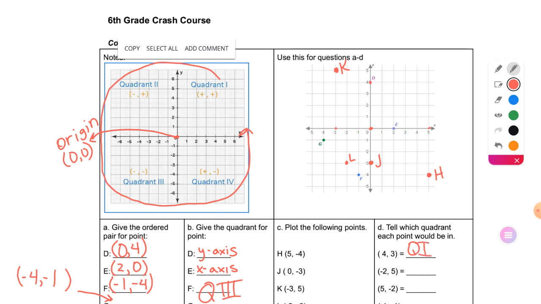-2, 5. Cam, where would that land us? Quadrant 2, because I'd have to go left and up, which would get me to quadrant 2. 5, -2. Lori, so if we start at the origin, 5 would take me to the right. Negative would take me down. So where would we end up? Quadrant 4. Do you guys know how to make a Roman numeral for 4? Yes. It's IV, yep. Quadrant 4. What's the last one down there, Abby? -1, -1. If they're both negative, where are we at? Quadrant 3.